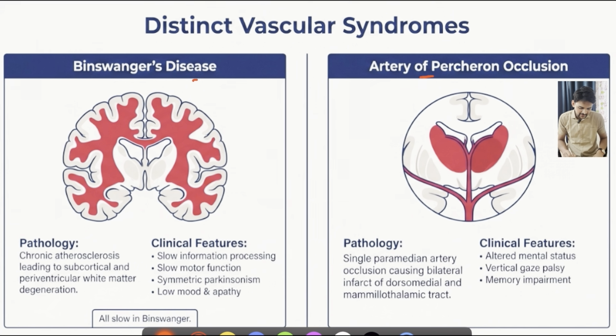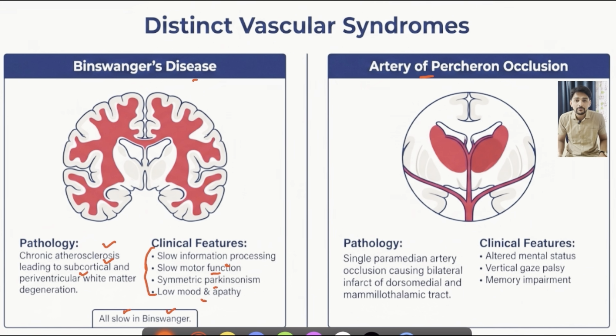First, to see Binswanger disease, here there will be chronic atherosclerosis leading to subcortical and periventricular white matter degeneration. You might have seen many times when you get the imaging for a CNS case, the report might be chronic multiple infarcts in and around the ventricles, periventricular infarcts. That individual might develop slow information processing, slow motor functioning, symmetric Parkinsonism and low mood, apathy kind of presentations. So everything will get slowed down. That's why we say all slow in Binswanger disease. In that way we can remember.